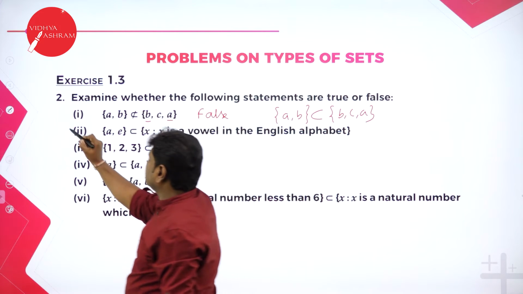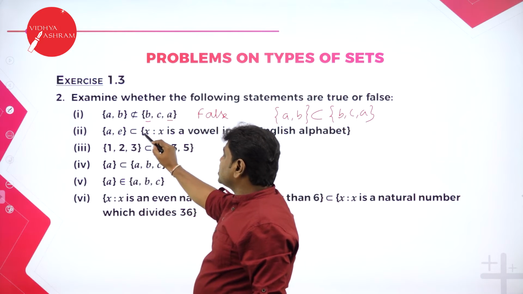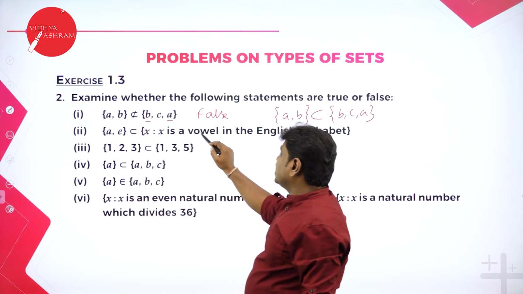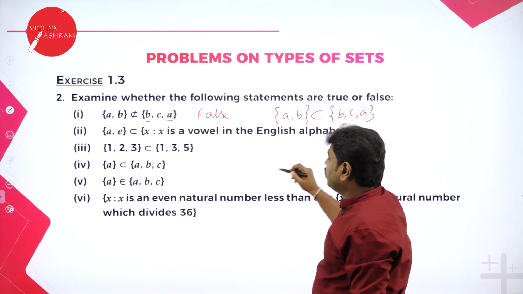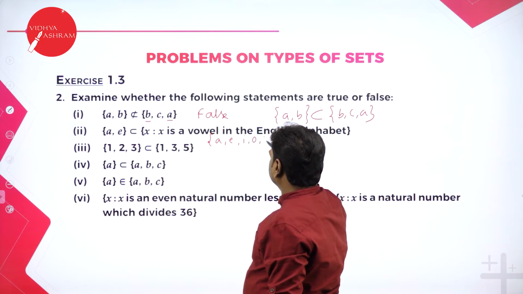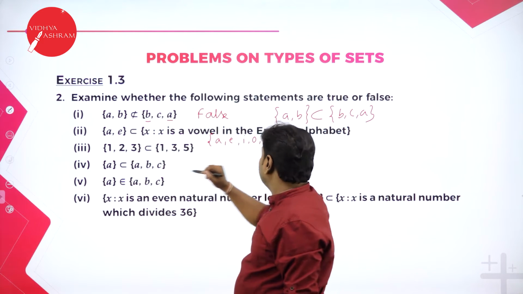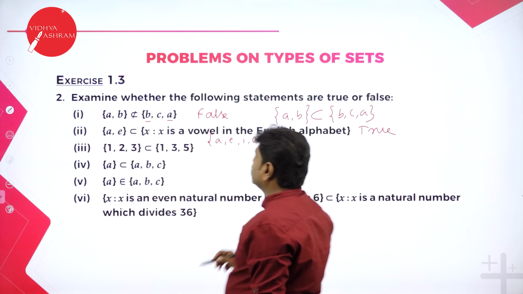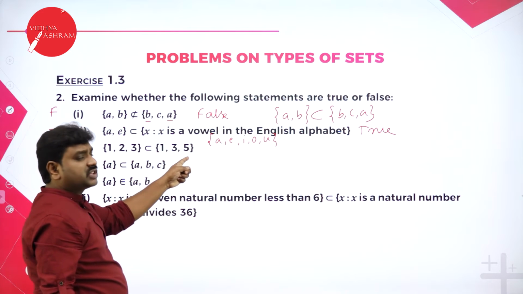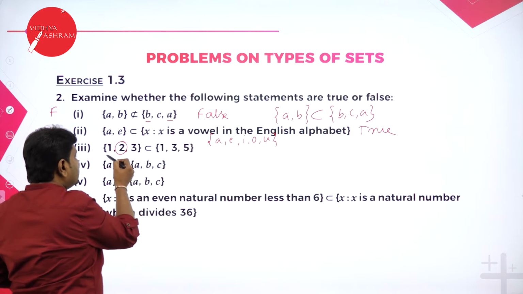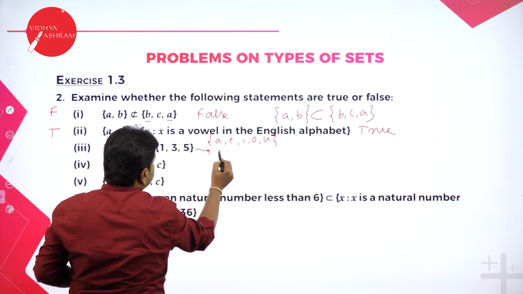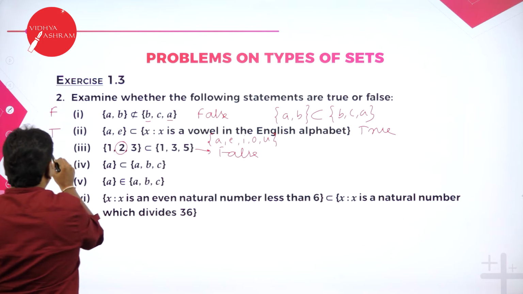First one is false. Second one: A is a subset of the set of X such that X is a vowel in the English alphabet. Now first I'll write this set. What is this? A, E, I, O, U. So A is a subset of A, E, I, O, U. This is true. Second one is true, first one we got false. Third one: 1, 2, 3 is a subset of 1, 3, 5. No way, because 2 is in this, but 2 is not present in this. So it is not a subset. The statement is false. So third one is false.